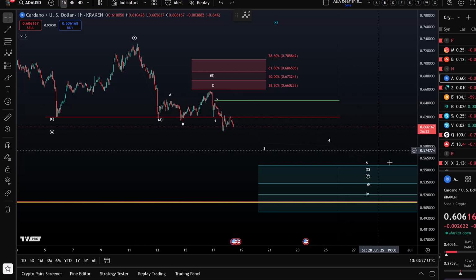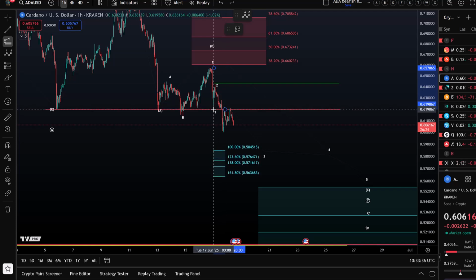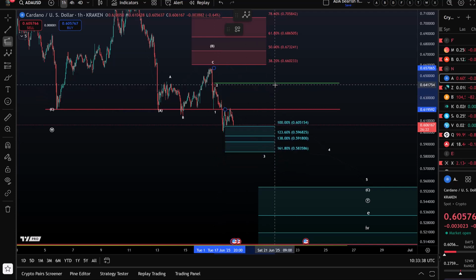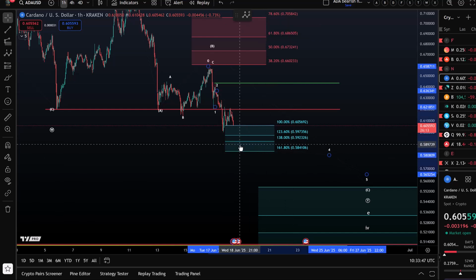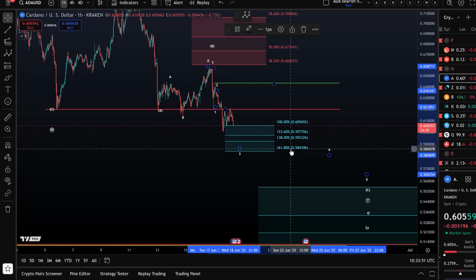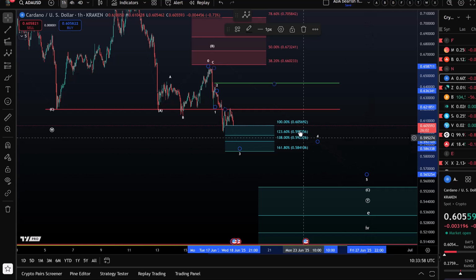Why? Because if I'm considering the guidelines of our model and measuring the length of the internal wave 1, which bottomed on Monday, to the high of the wave 2, then normally a third wave should reach at least the 138% extension. That's at 59.2 cents. We haven't done that yet. So I'm looking for lower, maybe 59.2 to 58.4 cents in this third wave. Then we might get a fourth wave bounce and a fifth wave down to wrap it all up.